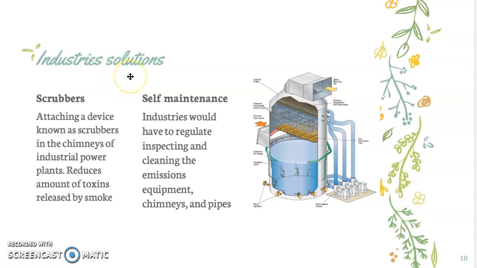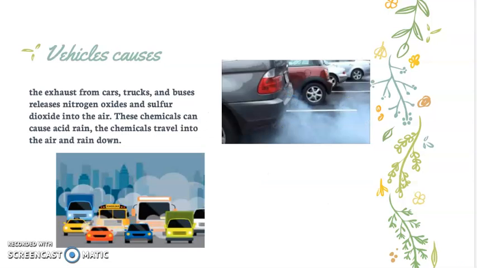Another solution for industries would be more self-maintenance. Industries would have to regulate inspecting and cleansing the emissions, equipment, chimneys, and pipes, actually going to check it themselves instead of just doing it on their computer.